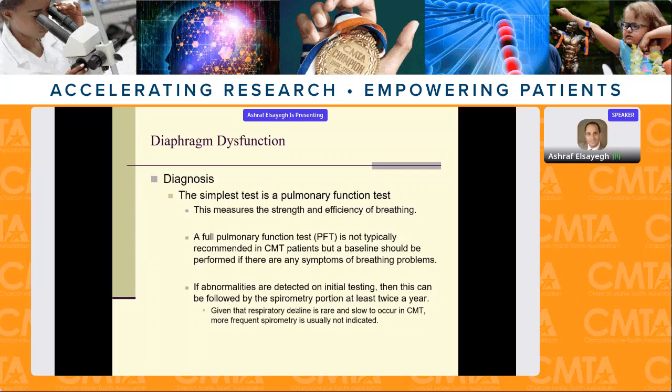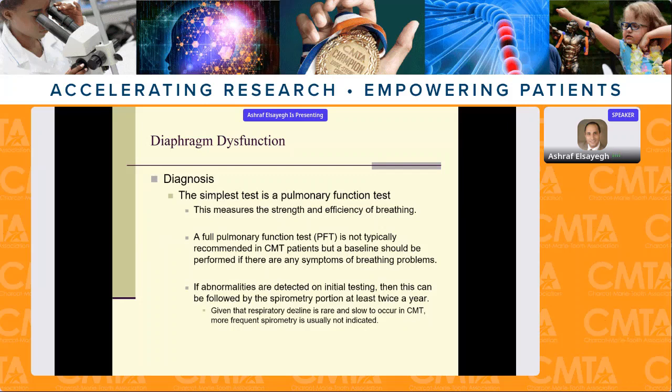How do we diagnose breathing issues or diaphragm dysfunction? The easiest test is what's called a pulmonary function test. I'm sure every one of you has heard of pulmonary function testing, and I'm sure most of you may have done one.